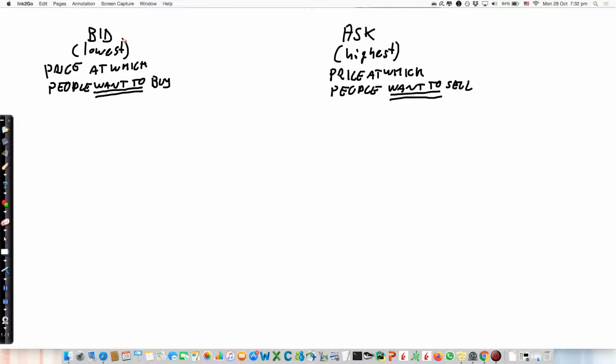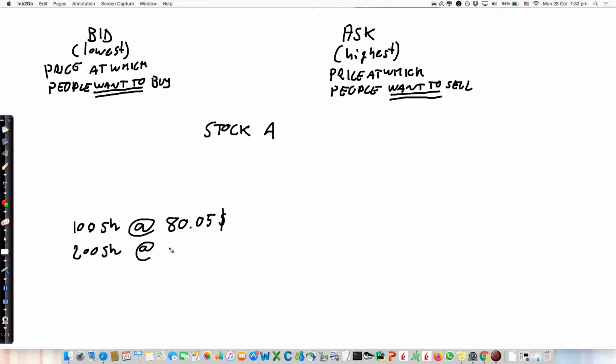Okay, so let's look at an example here so this may be clearer. Let's say there is a stock A, okay? Let's say that there are some people that want to buy 100 shares at 80.05, okay? And maybe after that there is someone else who is willing to buy 200 shares, but he doesn't want to pay so much, maybe just 79.90, okay?